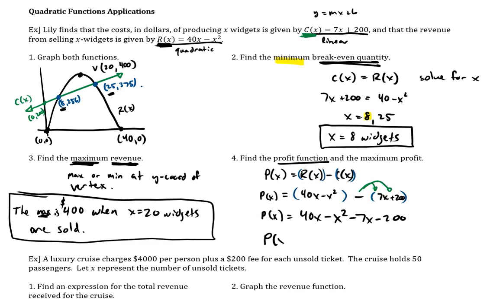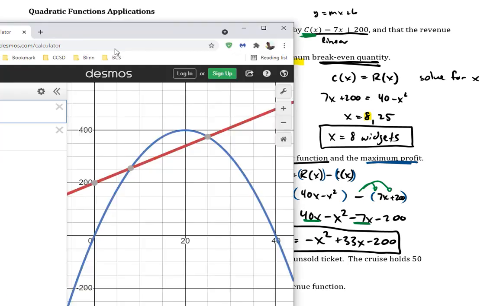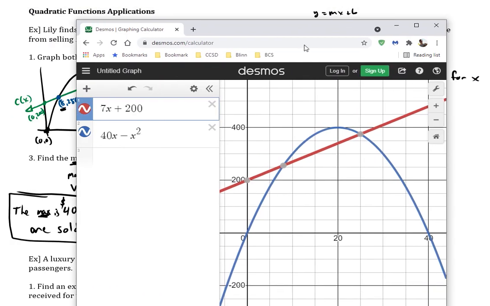And then I'm going to rearrange it so it's in descending order. So I'm going to write it as negative x squared. The 40x minus 7x would combine. That would be plus 33x. And then we have minus 200. Okay, so that is the profit function. So that's what they wanted in the first part for this number 4. And then what they want is the maximum profit. Well, notice our profit function is a quadratic. So how about we graph it and then look at the y-coordinate of the vertex.